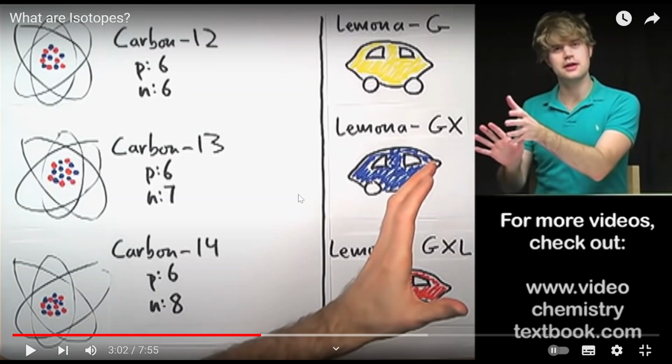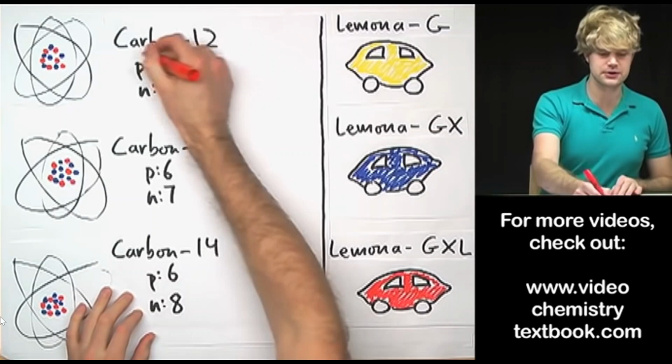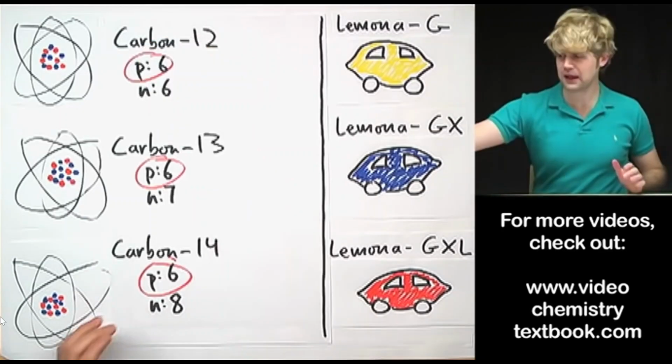The Lamonas all have the same distinctive lemon-like shape. So for carbon, what they all have in common is they have 6 protons in the nucleus. And that's what makes a carbon atom a carbon atom. It turns out that it doesn't matter how many neutrons it has. 6 neutrons, 7 neutrons, 8 neutrons, no big deal. It's just like painting the Lamona different colors or adding a radio or a CD player. The neutrons, it doesn't matter. It doesn't change the fact that each one of these are carbon. That's because carbon is defined by the fact that it has 6 protons in its nucleus.